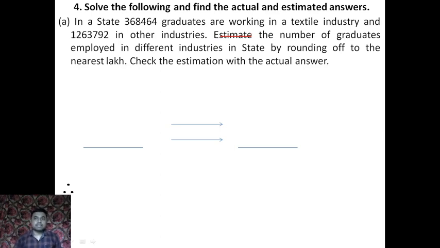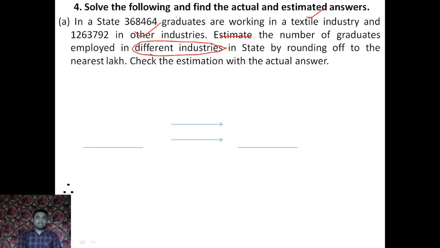Okay, let's see. It is asking for the number of graduates employed in different industries. That means different industries, here textile and others. That means it is asking for the total number of graduates who are working in the textile industry and other industries. So what will we do when asked for the total? We will do addition. You already learned it.